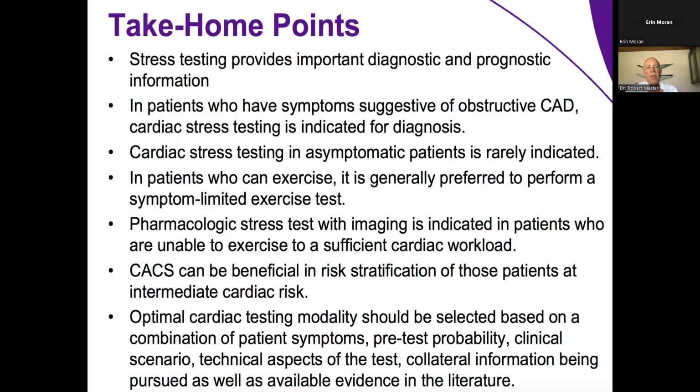So this is the summary. What are the take-home points? Stress testing provides important diagnostic and prognostic information in patients who have symptoms suggestive of obstructive coronary disease, such as angina. Cardiac stress testing is indicated for diagnosis. Cardiac stress testing in asymptomatic patients is rarely indicated. It's not something that typically you would do, with rare exceptions.